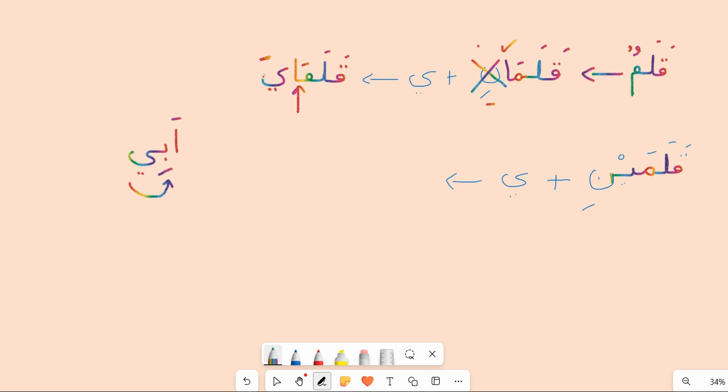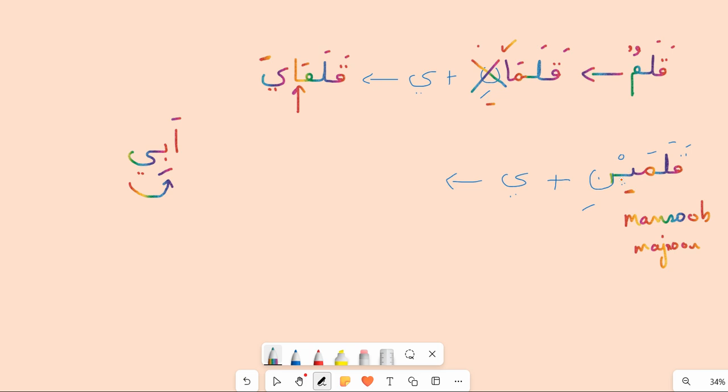Now, after all these rules, coming to the mansub and majroor case. You know that in mansub and majroor case, the noun gets a ya. This ya is not a long vowel, but it is a letter.